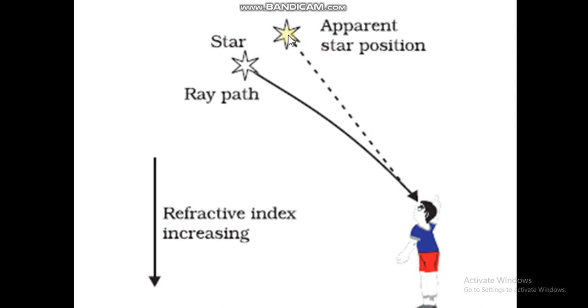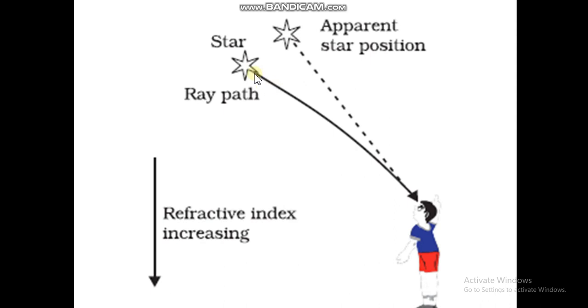But why does it twinkle all the time? This is because the stars are located millions of kilometers from our earth, and because of that the light travels through the atmosphere, and because of the different densities of the atmosphere, the apparent position keeps on changing.